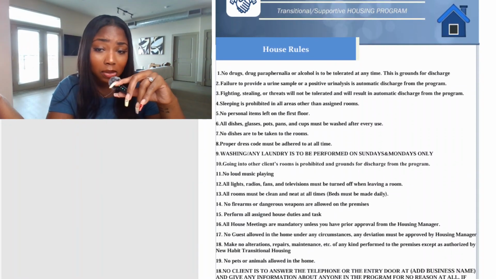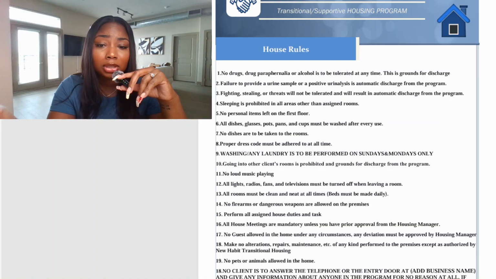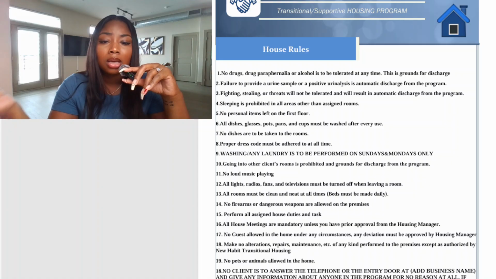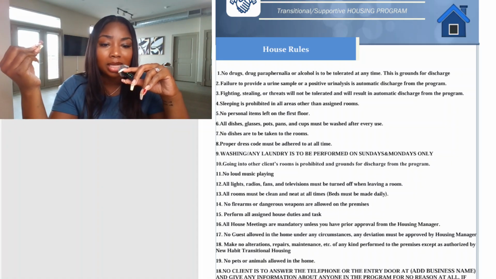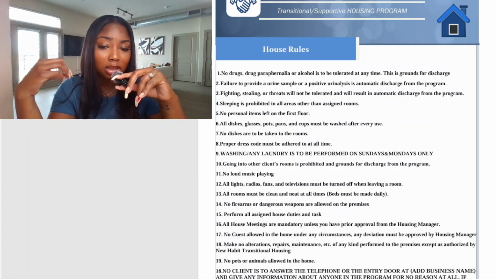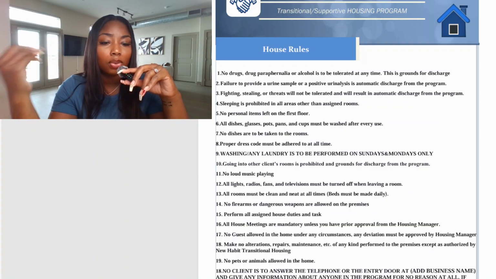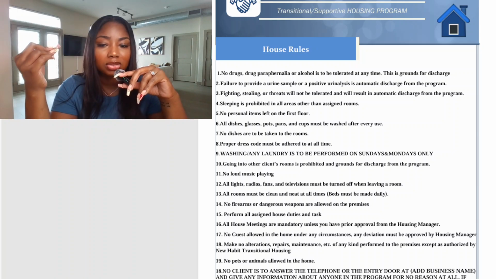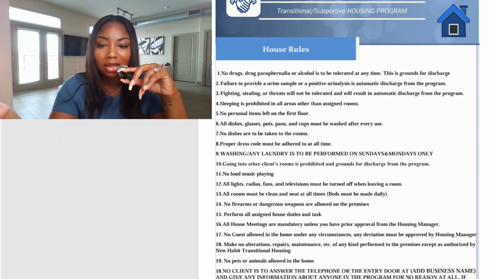House rules. These are some of my house rules. No eating in the rooms, no personal items left on the first floor, no loud music. Laundry days, I like to only do Sundays and Mondays just to keep the utility costs down for myself. No guests allowed, no firearms, no dangerous weapons. All rooms must be clean.